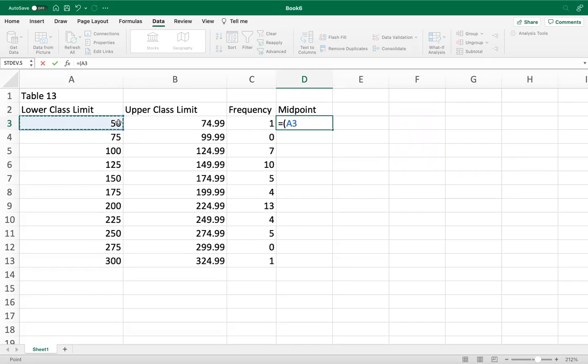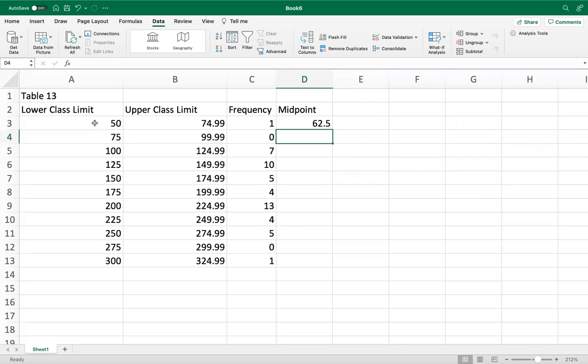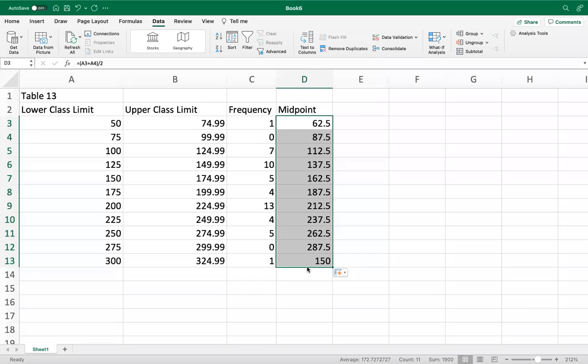So we have 50 plus 75. Let's just start all over. So equal to 50 plus 75, and make sure we have parentheses around that. And then we're going to divide that by 2. So that's going to give us the midpoint, halfway between 50 and 75. And now we're going to do this all the way down, and we could just drag and drop because, again, we want to be a little bit lazy.